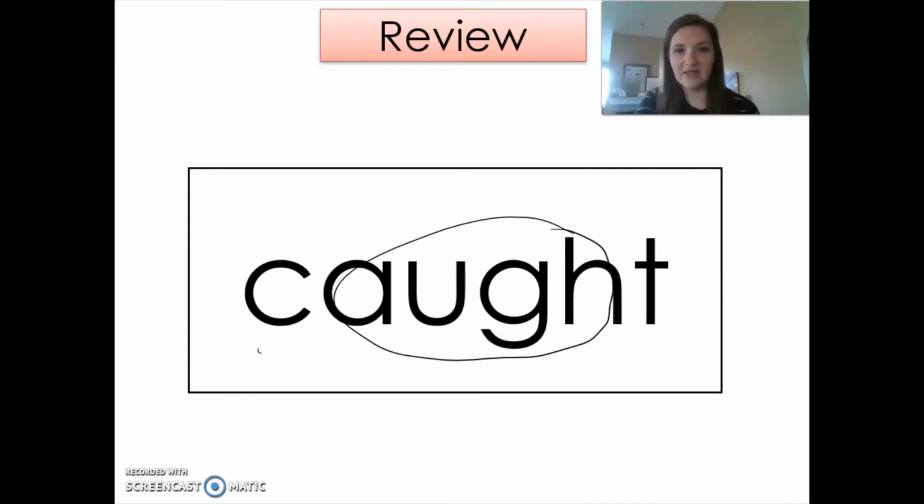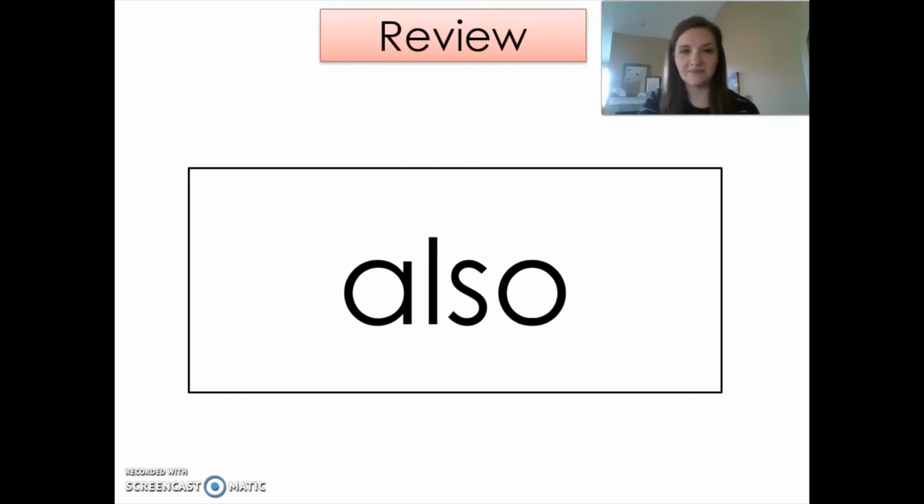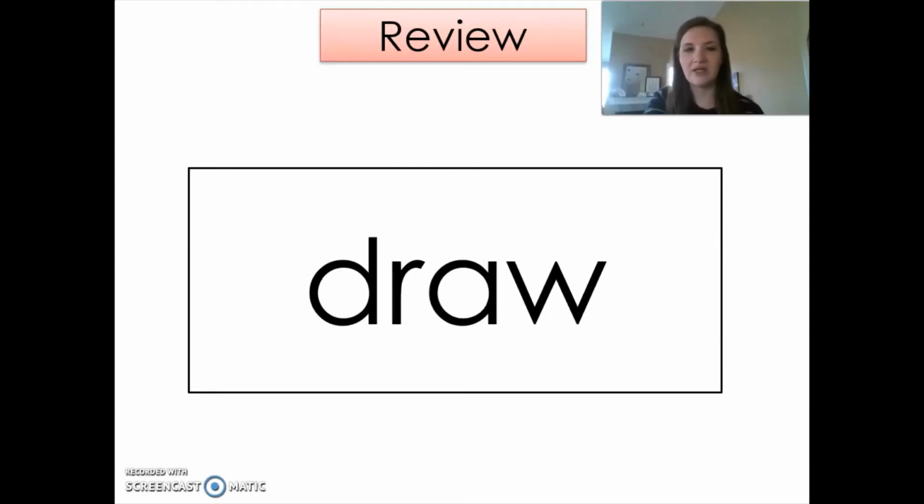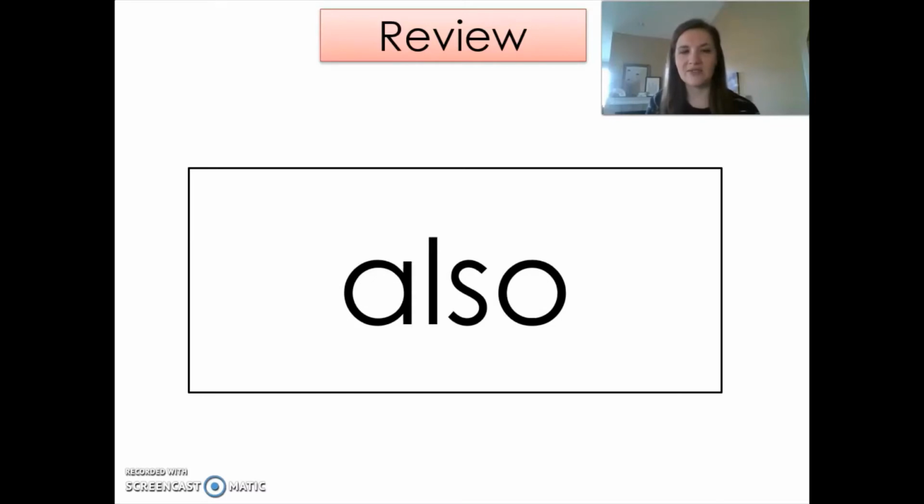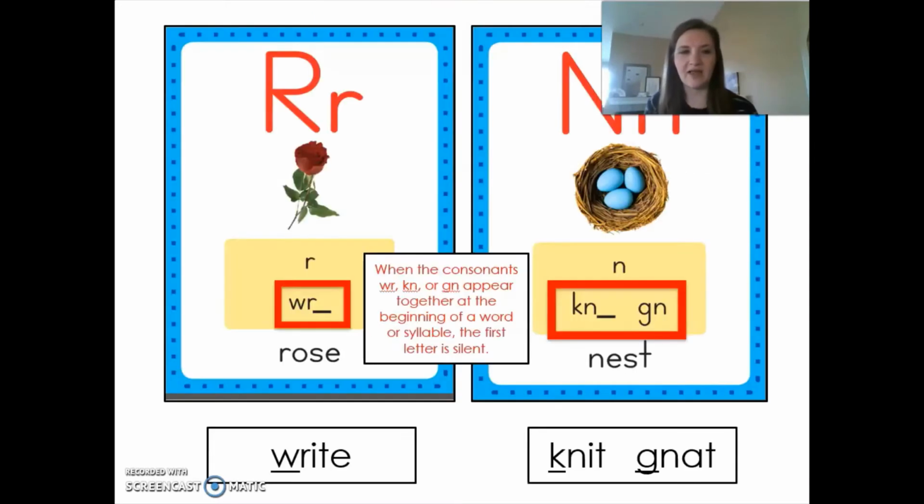The word is cot. Okay, here we get the ah from the A, but we still are going to hear the L. The word is also. Here's the ah from AW. The word is draw. Okay, what was this one again? Also, good. Okay, so remember this is one of the times when we still hear the L.